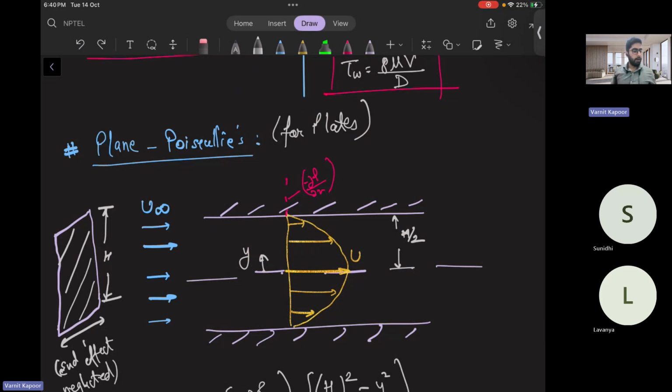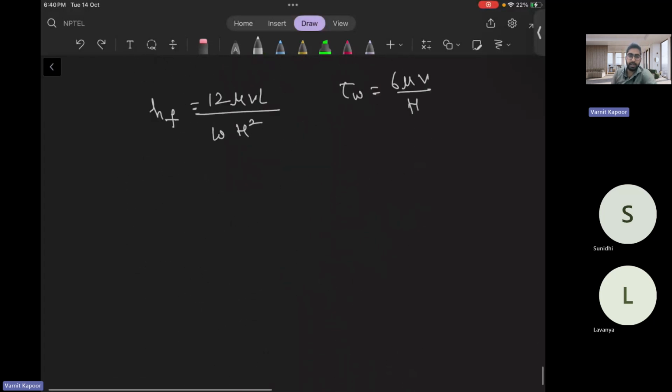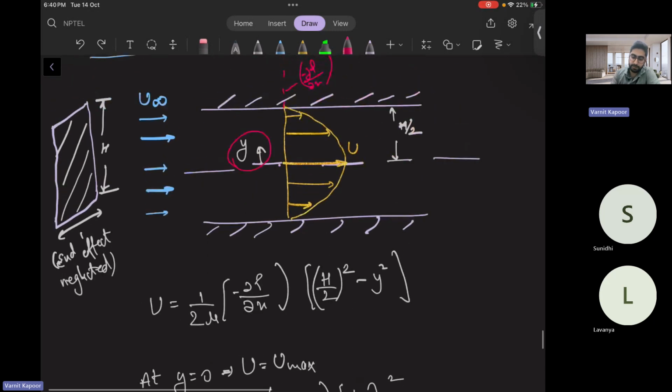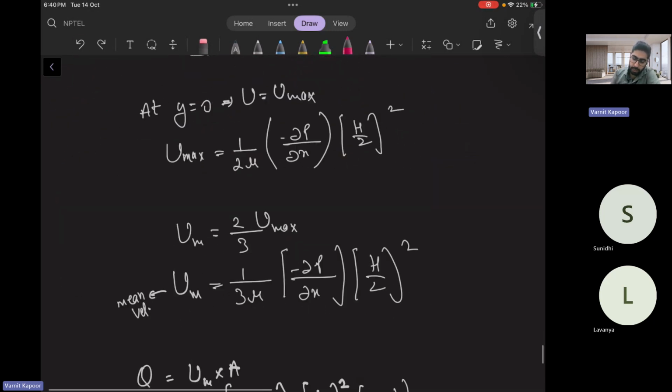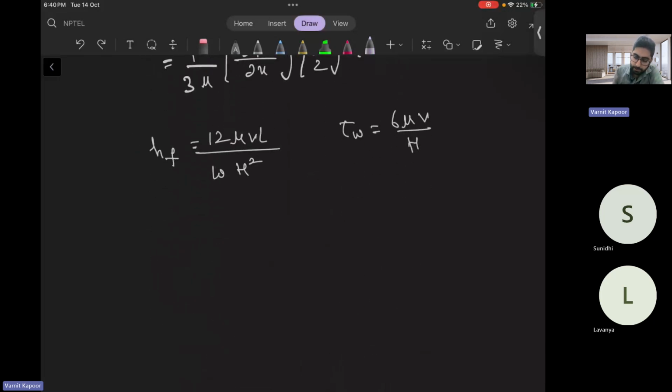Okay. But if the examiner has said that y is the distance from the plate, not from the center line, here we have taken the y distance from the center. Then our relations will be different. I'll tell you how. Let me write here.